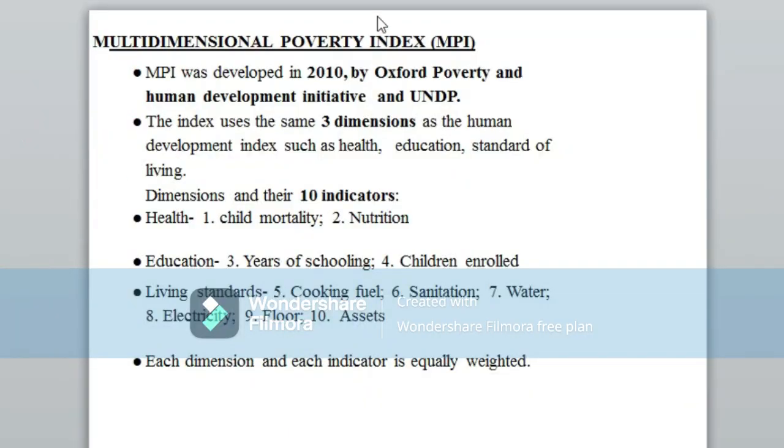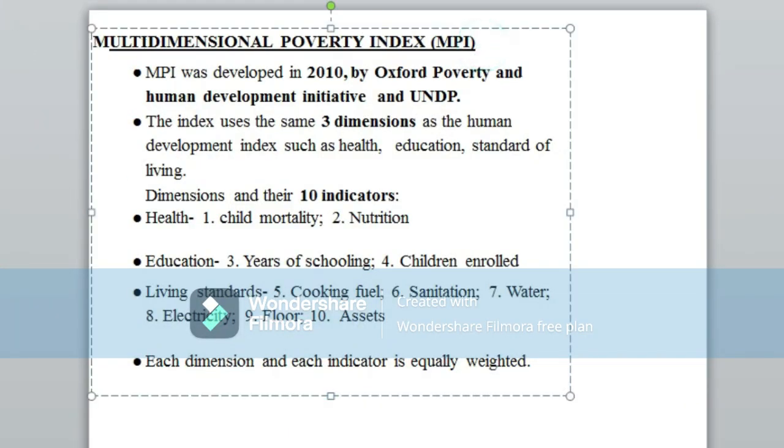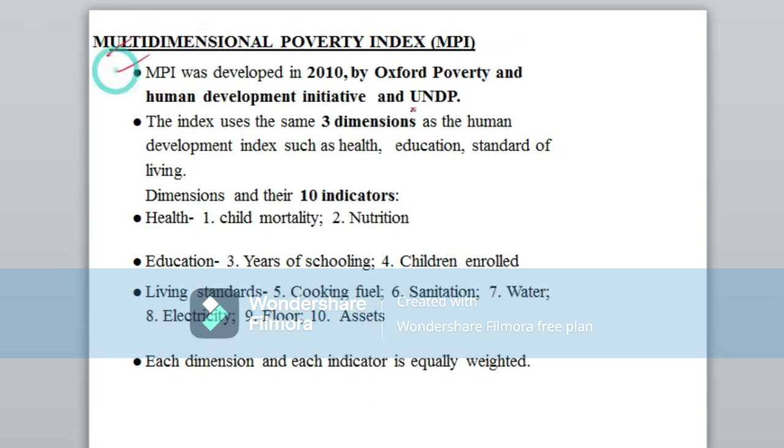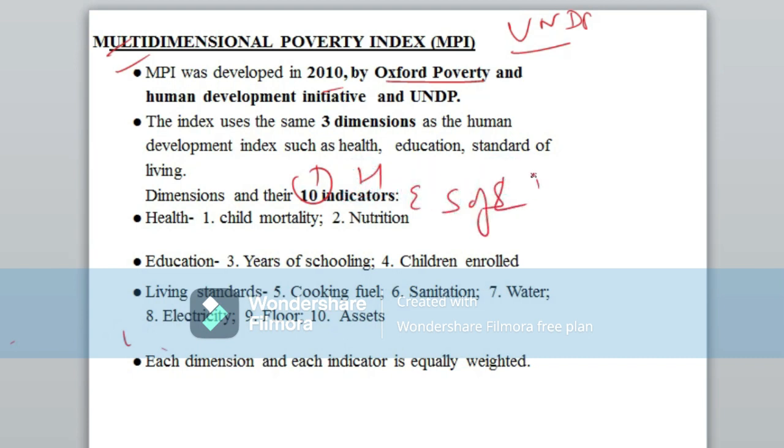Now next point is the Multidimensional Poverty Index, MPI. What is multidimensional poverty? It is constituted through the Oxford University report, the Human Development Initiative under UNDP, the United Nations Development Programme, providing three basic dimensions of the human development index. What are the three dimensions? Health, education and standard of living. You should keep it in your mind.